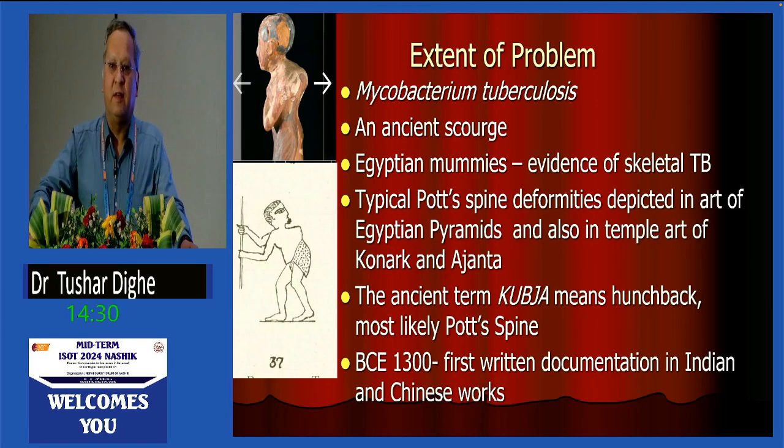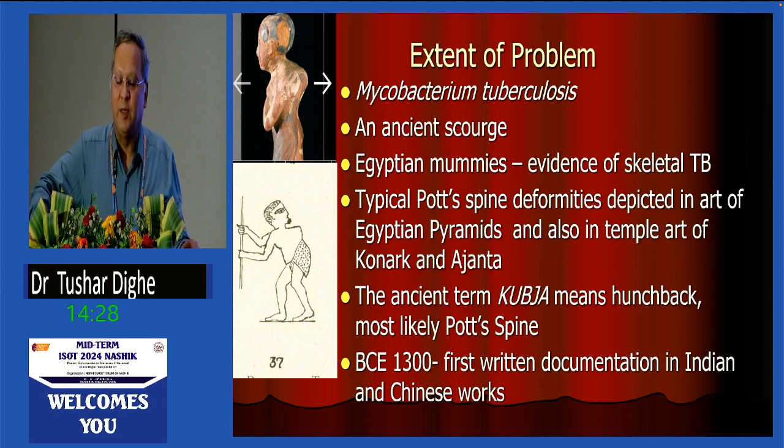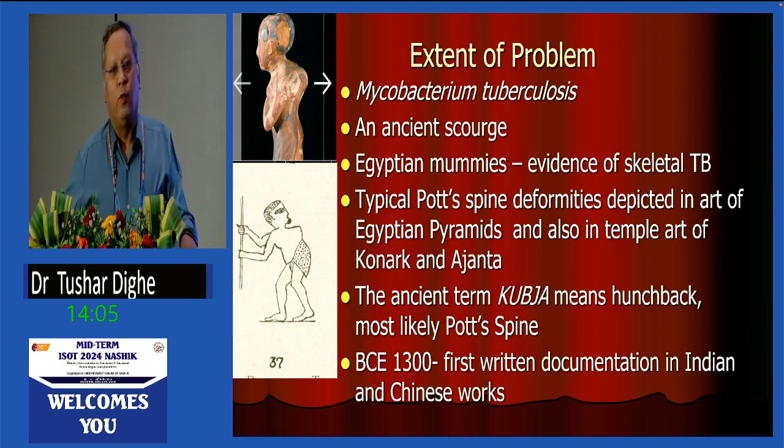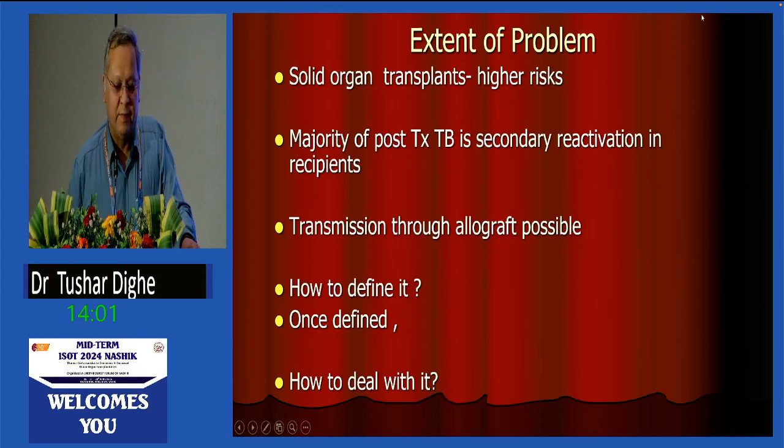Mycobacterium tuberculosis has been with us since time immemorial. In Egyptian mummies we have found evidence of skeletal TB, and in the temple arc of Konark and Ajanta, you will find the pot spine. The ancient term kubja means pot spine or hunchback, and the first written evidence has come from Egyptian and Chinese writing since BC 1300. So it's a very, very old disease.